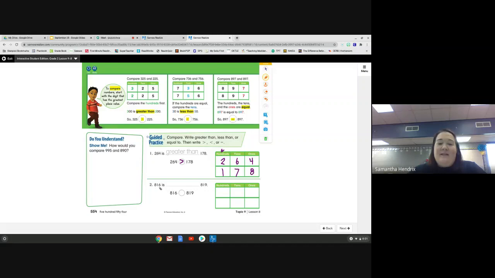Okay, so 816 is what to 819? So let's fill in our chart. 816. And then we're going to write 819. And then we're just going to start. Okay, how many hundreds? They both have 800. So we go to the tens. They both only have 1 ten. So now we've got to go to the ones. Which 816, is that less or more than 9? 6 is less than 9. So 816 is less than 819. Okay.